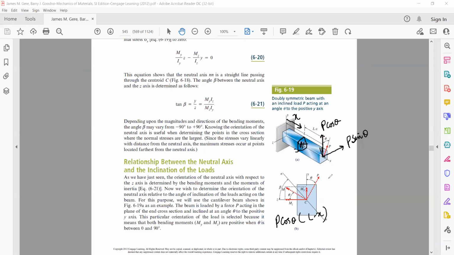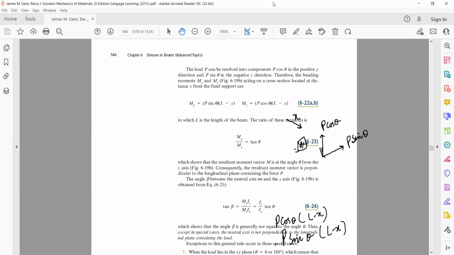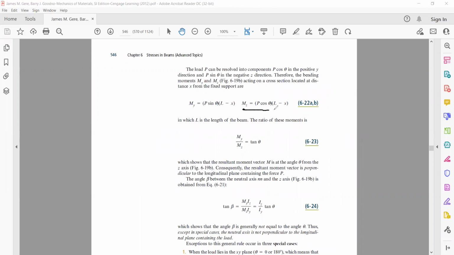What will be the moment because of P sine theta? It will be P sine theta into the force arm, again L minus x. So the moments at the free end, as given here, are P cos theta into L minus x along the z axis, and this is the moment along the y-axis, because P sine theta is trying to rotate the beam in this direction. Curl your fingers, the thumb is along the y-axis.